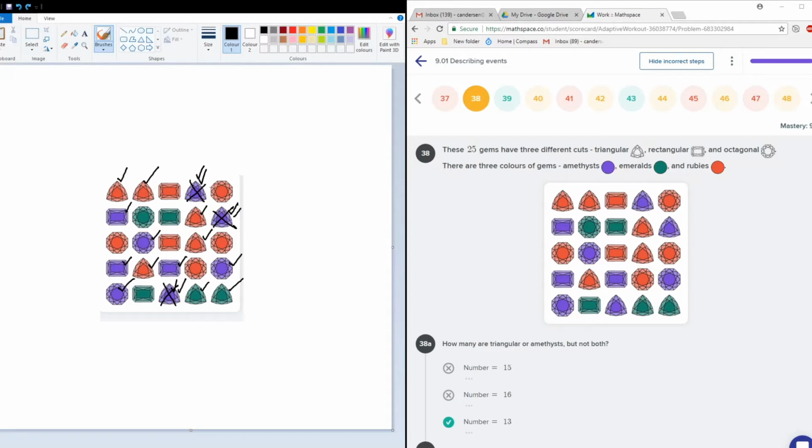Now let's quickly get rid of all of these marks so we can do the second question. So the next question asks is how many are neither emeralds nor rectangles? So we don't want emeralds and we don't want rectangles. So in this case, because we don't want them, I'm going to cross them out. So this is a rectangle. This is a rectangle. This is a rectangle.